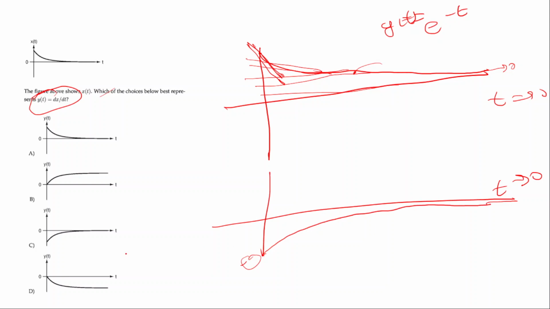Okay, so now which curve satisfies this? This C curve. A is not true because this is starting from positive, and this is not true because this slope is never positive, and this one is not true because at time t equals to 0, slope is 0. So this D is also not true.